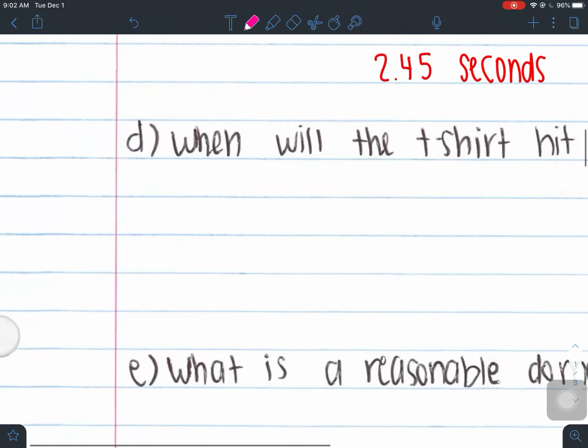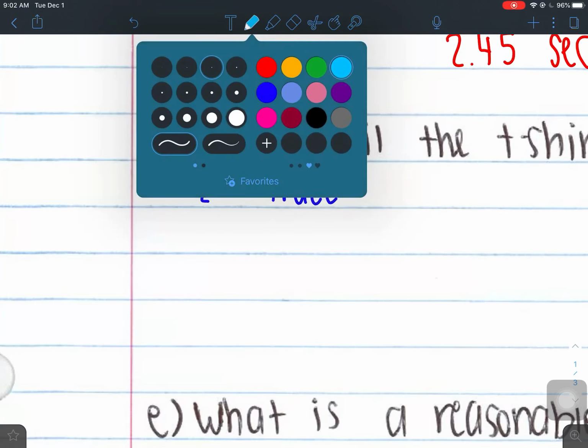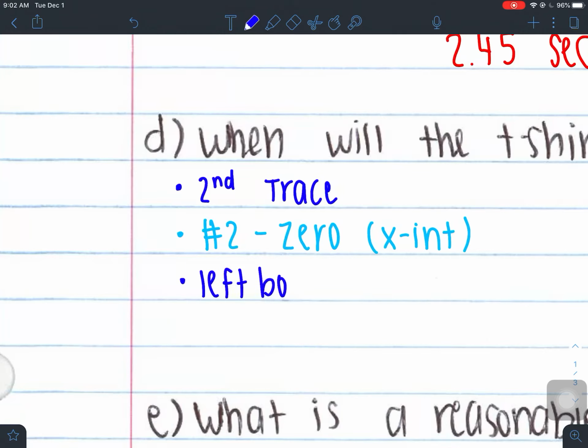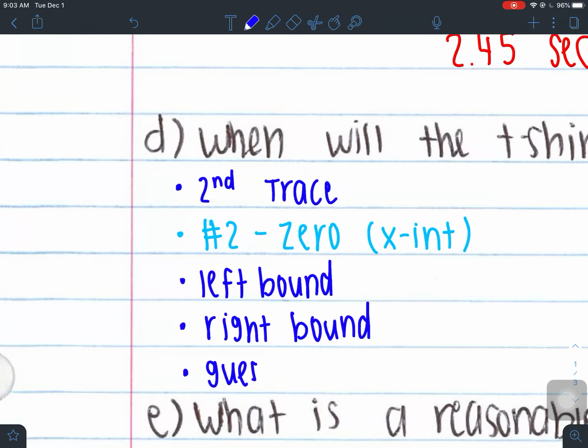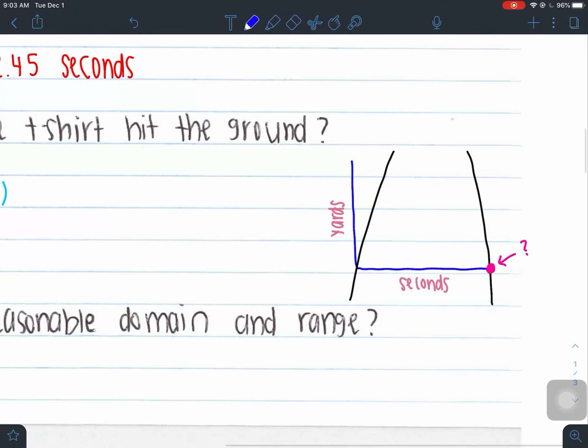Now remember, to do that, the steps for that will be, go ahead and write that here. You can do second trace. Just a reminder, some of you probably already know this, second trace. But for this option, you're going to hit the number 2 option, which is 0. You're asked to find the x-intercept. Remember, 0 is the same thing as an x-intercept. And then you're going to do your left bound, and then your right bound. And then it's going to ask you for a guess. And then remember, you just hit enter for that. You don't actually have to guess.